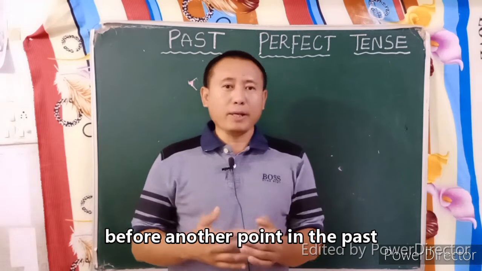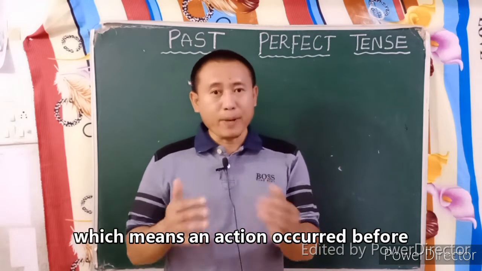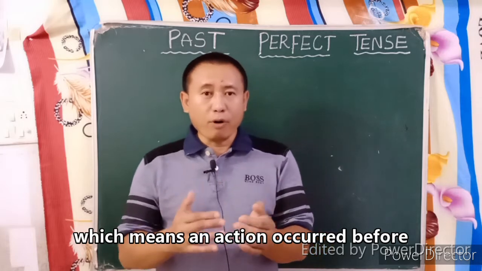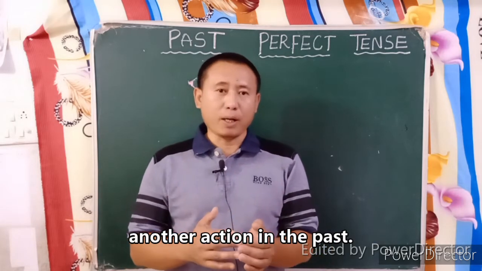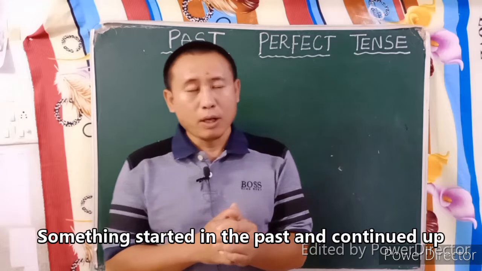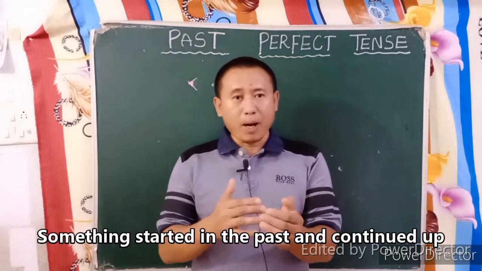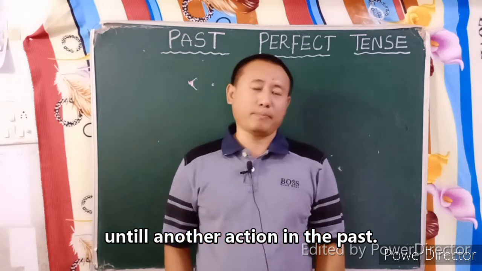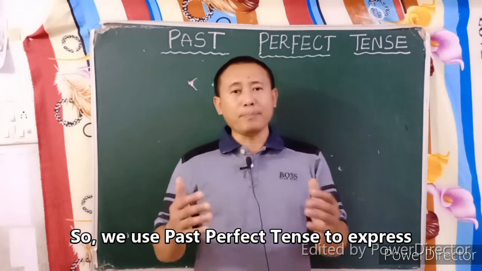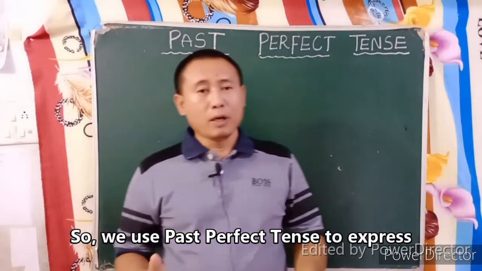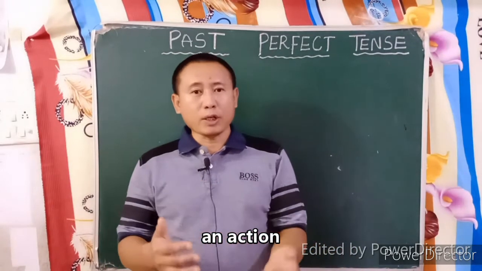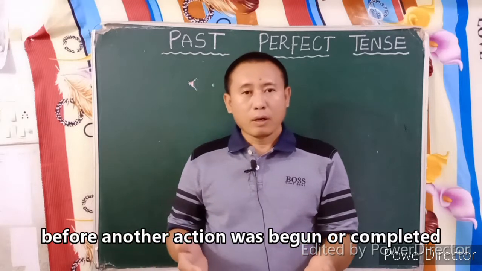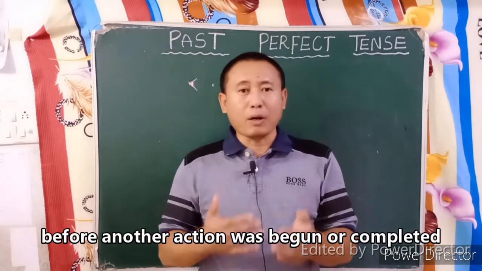before another point in the past, which means an action occurred before another action in the past, or in other words, something started in the past and continued up until another action in the past. So we use past perfect tense to express an action that took place before another action began or completed.